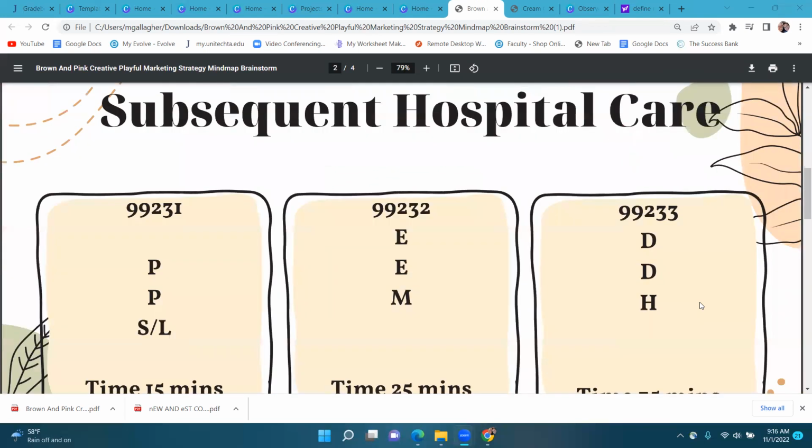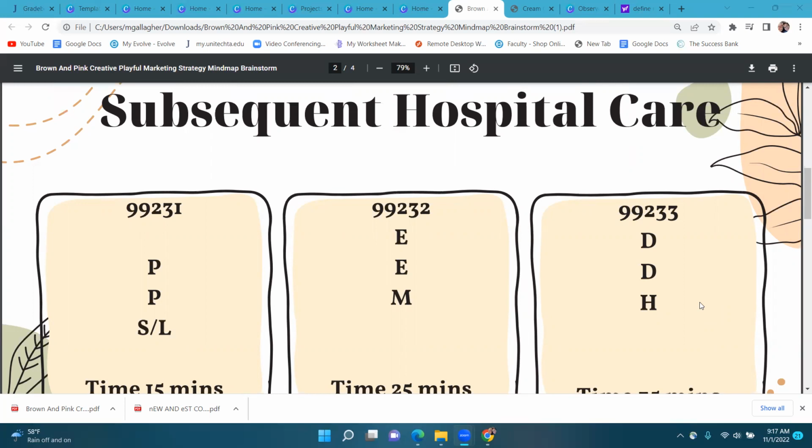Now we're going to go into subsequent hospital care. So subsequent hospital care starts on page 24 and it goes through 25. So let's talk a little bit. What is subsequent hospital care? So we're going to read underneath that. It says all levels of subsequent hospital care include reviewing the medical record and reviewing the results of diagnostic studies and changes in patient status.